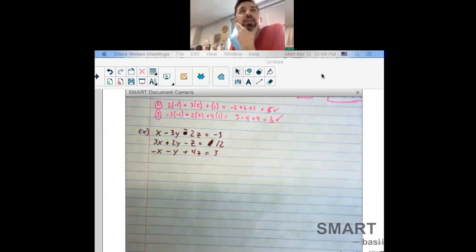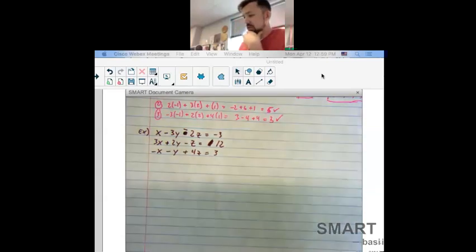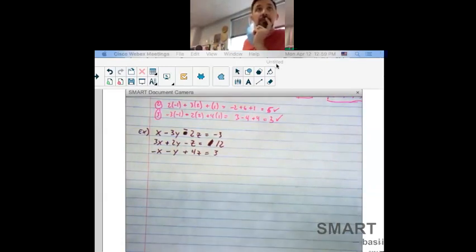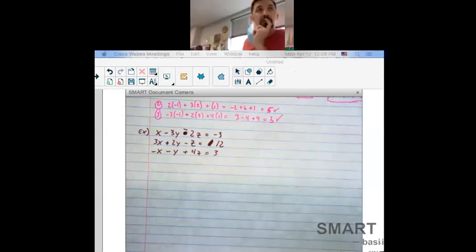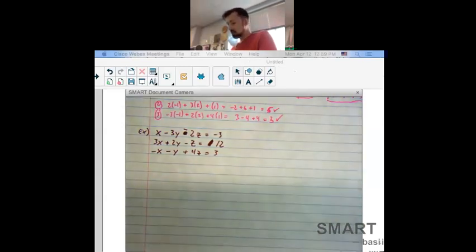Why do you want to do that, Maddie? You said equation 3 times 2? What is it? Yeah, because then you'll get negative 2y, which will cancel out the 2y of equation 2. So you want to get rid of the y's? Yeah. Okay. So you want to take, you said, equation 3 times 2.